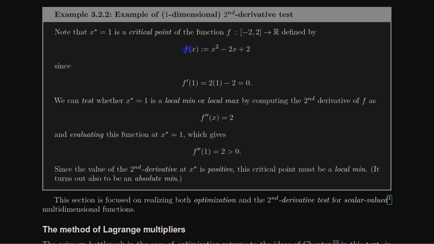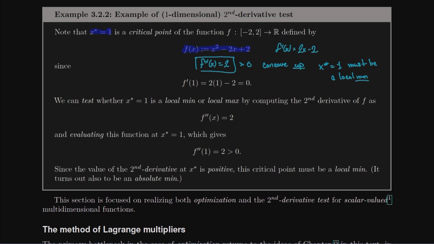Recall I'm not changing my function here. This is the same function that we just worked with in our Calculus 1 version. We know that the critical point occurs at 1, and so we're just going to go ahead and calculate the second derivative of f. Well, the first derivative, recall, was 2x minus 2, so the second derivative will just be 2, which of course is always positive, and so this function is always concave up, meaning that the critical point must be a local min.